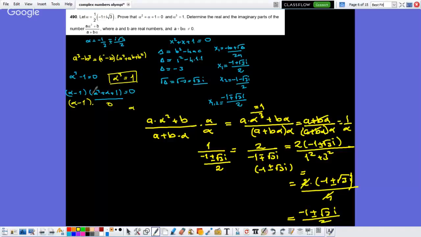Firstly, alpha cube is equal to 1, and alpha squared plus alpha plus 1 is equal to 0. I prove them here. Then I start the question, determine this part: a alpha squared plus b over a plus b alpha. I wrote this term, and this is the tricky part here. We should multiply by alpha over alpha. Why are we multiplying by alpha over alpha? Because we want to get alpha squared as alpha cube. That's why. And when you multiply by one, a alpha cube it's going to be, and plus b alpha it must be.